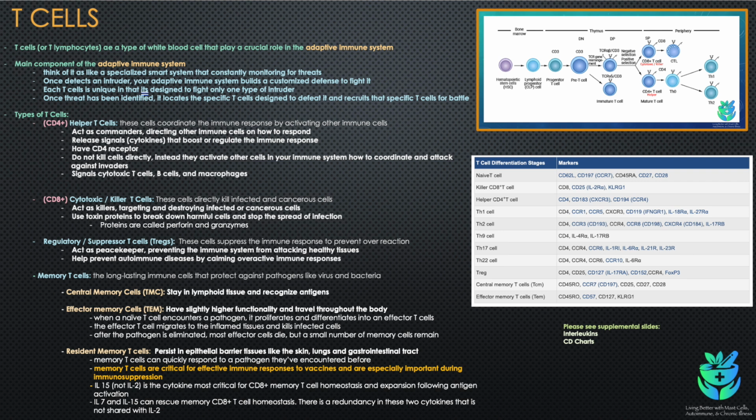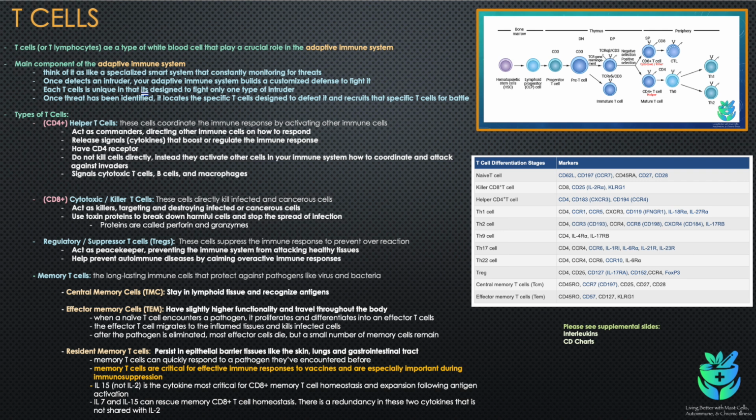Then there's the regulatory suppressor T cells called TREGs. These cells suppress the immune response to prevent an overreaction. They kind of act like a peacekeeper, preventing the immune system from attacking healthy tissues. They also help prevent autoimmune diseases by calming overactive immune responses. So this also helps with your immune tolerance.